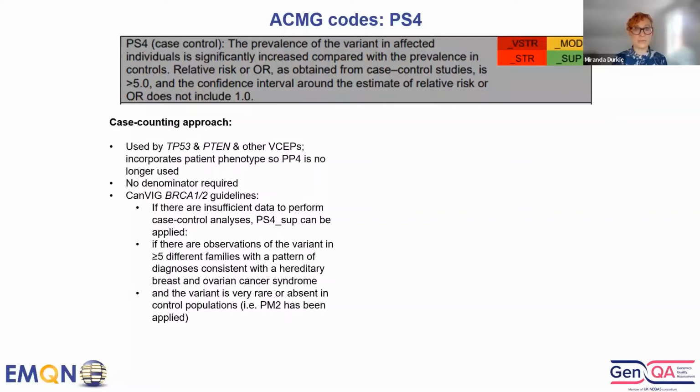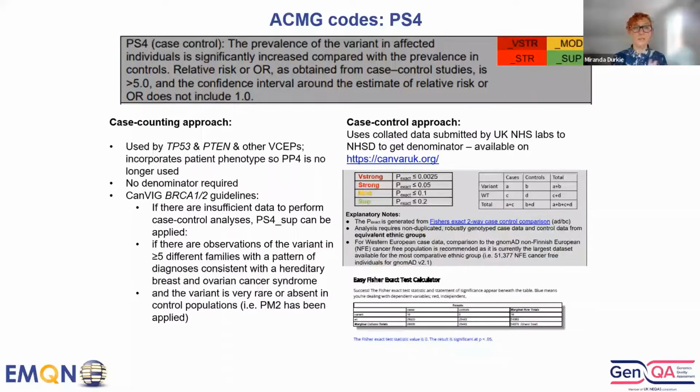So the other option, which works beautifully if you've got the data, is that we can actually do the case control approach by using data that all the NHS labs have now been submitting to NHS Digital, and NHS Digital have given that data back to the CanVar UK database, so anyone can access it. We are due an update very soon, so we're hoping the counts are going to pretty much double. And you can just use this very simple calculation called the Fisher's exact test to look at your cases with a breast or ovarian cancer, how many times you've seen that variant, how many were wild type, and then compare it to the controls, which we would use gnomAD for.